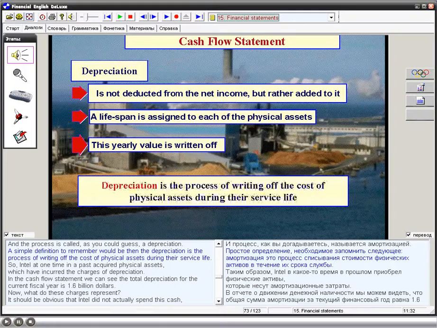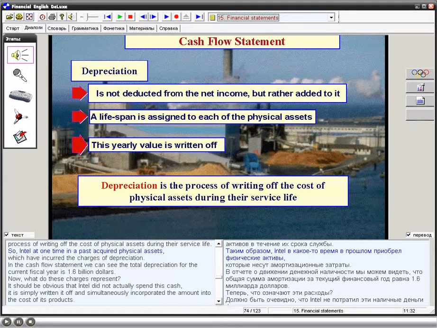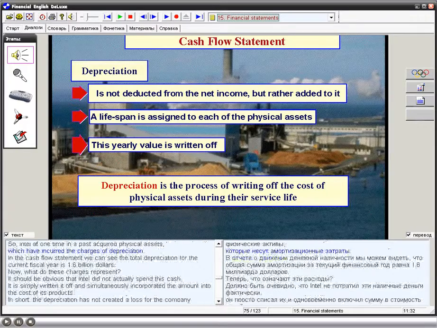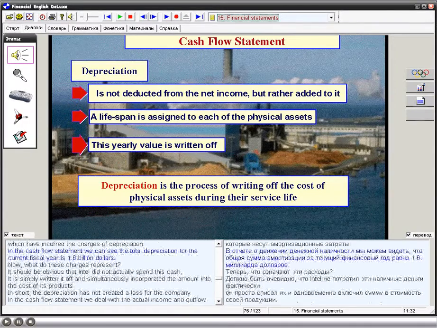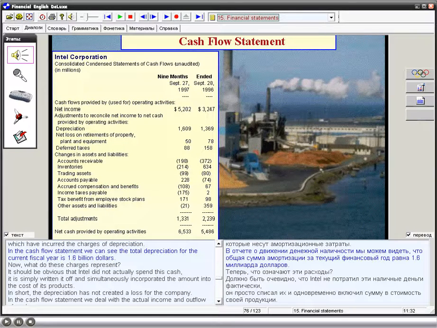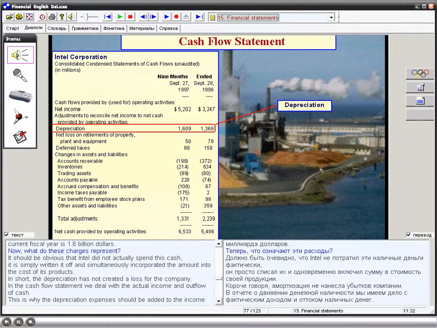A simple definition to remember would be that depreciation is the process of writing off the cost of physical assets during their service life. So, Intel, at one time in the past, acquired physical assets which have incurred the charges of depreciation. In the cash flow statement, we can see the total depreciation for the current fiscal year is $1.6 billion. Now, what do these charges represent?